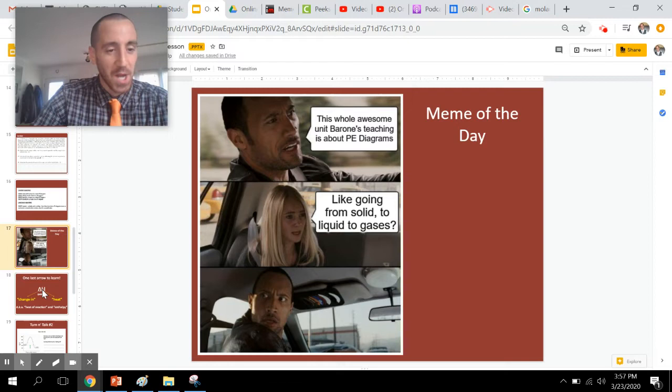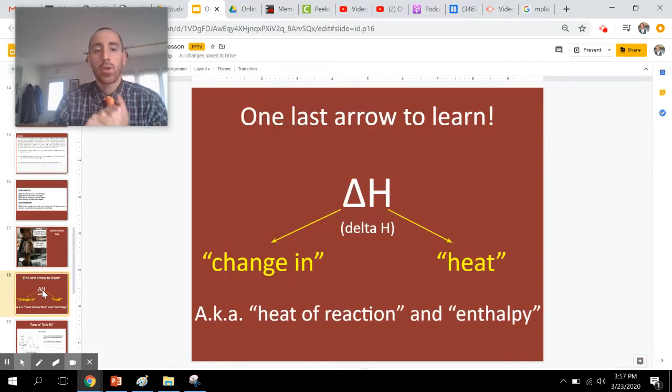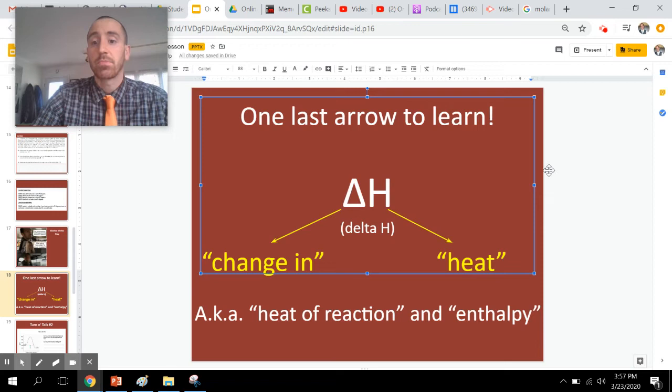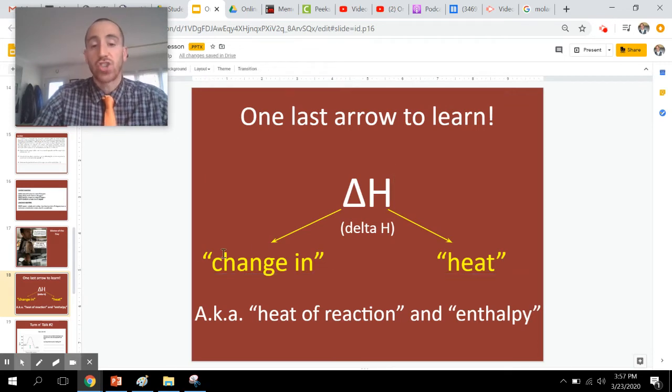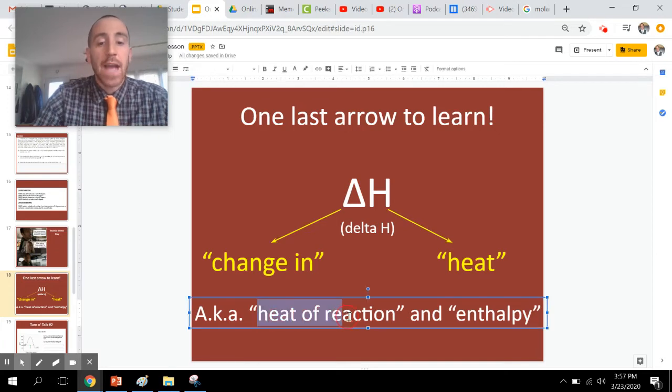So here we go. In your notebook, you're going to want to write this down. The delta H. Delta means change in, and H means heat. So delta H literally reads change in heat. It has a couple of other names. You will see it referred to a lot as delta H in this class and on the Regents, change in heat in this class and on the Regents, and even heat of reaction on the Regents exam and in this class.